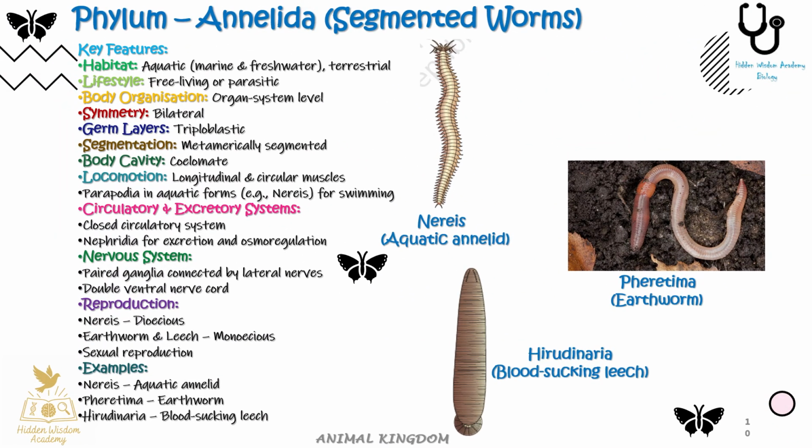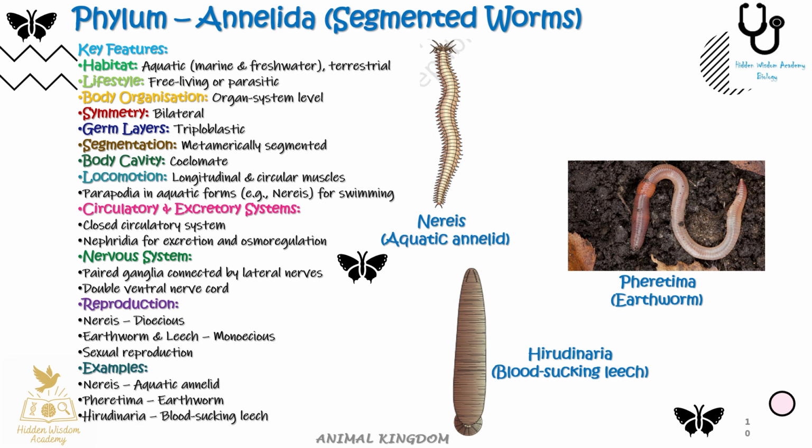Now, let's move to Phylum Annelida. Includes segmented worms found in marine, freshwater, and terrestrial habitats. They can be free-living or parasitic in nature. These organisms exhibit an organ system level of body organization. They have bilateral symmetry. They are triploblastic.